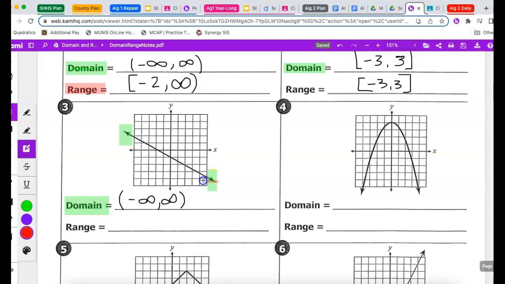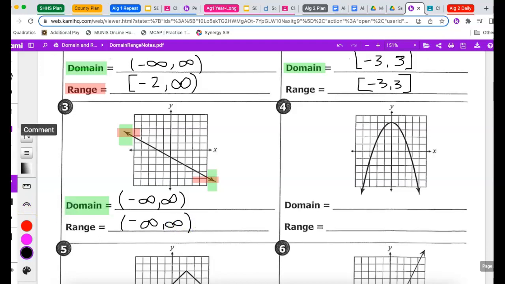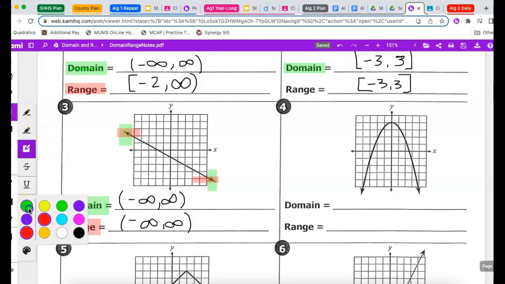Range, so we go from the bottom of the graph, which seems to be right here, to the top of the graph, which seems to be right here. And guess what? Since both of them land on infinity, our arrows are going forever, so it goes from the bottom, -infinity, to the top, positive infinity. That's our range.